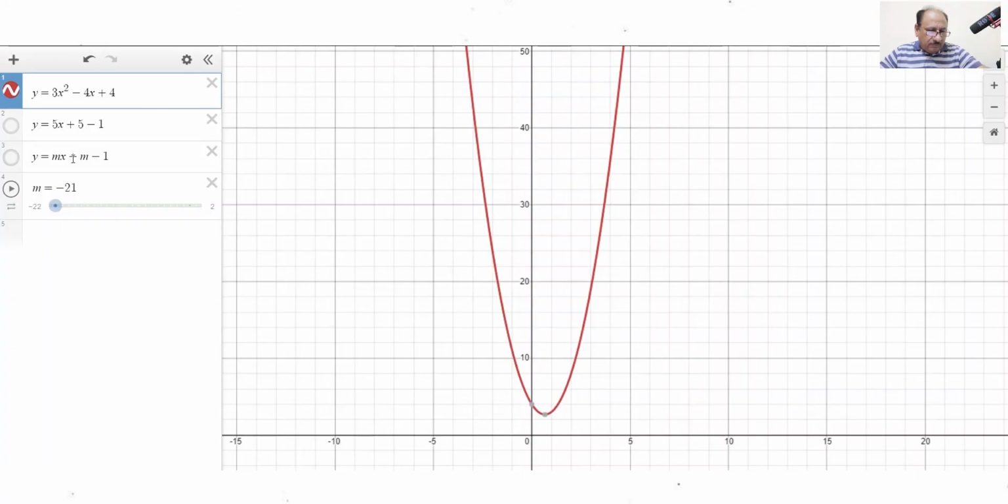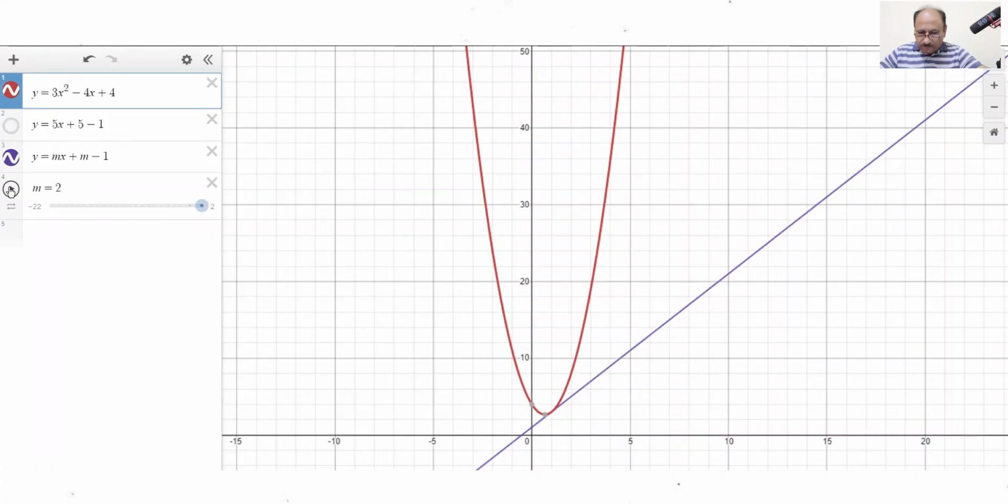equal to mx plus m minus 1. This is the equation, so I have written this equation also. And if you check, this is the line, and if we move this line from minus 22 to two sides, you can see here, like for example over here, there is no solution because it's not intersecting. No solution, no solution. So no solution up to this point.